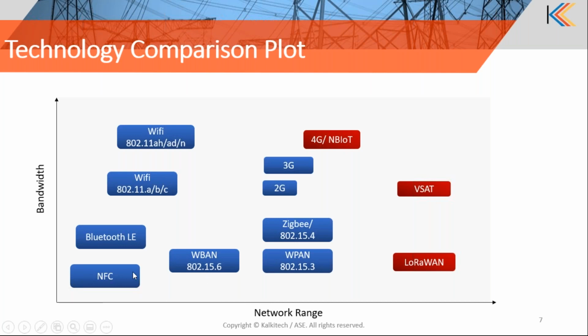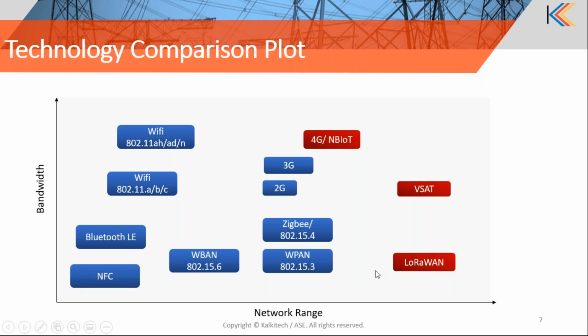We see that Bluetooth, NFC, and wireless body area networks have less range, and their bandwidth is also very low compared to other options. The bandwidth of Wi-Fi is much higher, but the coverage range is very small for Wi-Fi technology. But there are technologies like wireless PAN, which have improved network range, but that's also not suitable for our application, distribution monitoring of the LV and MV side.